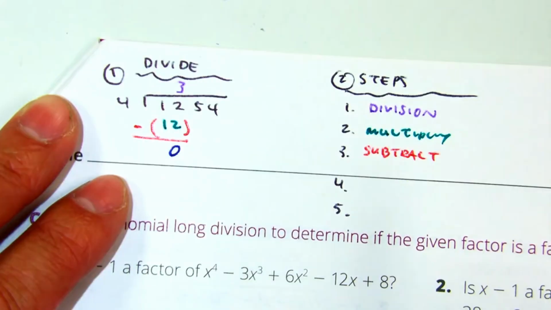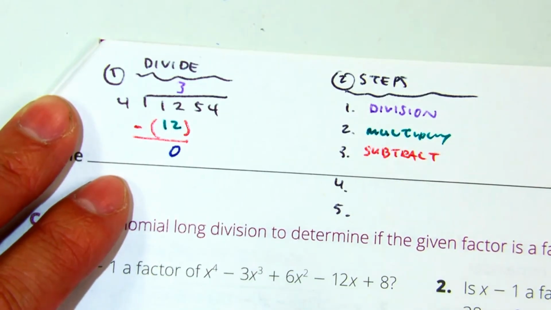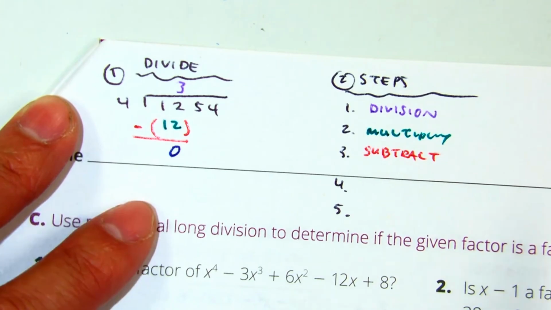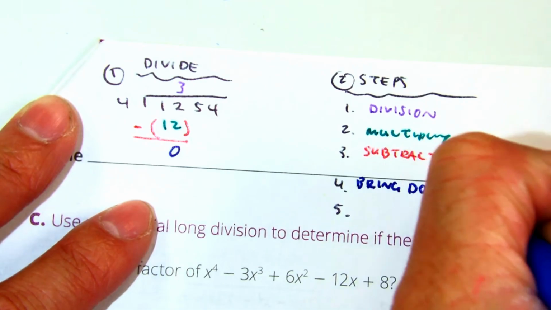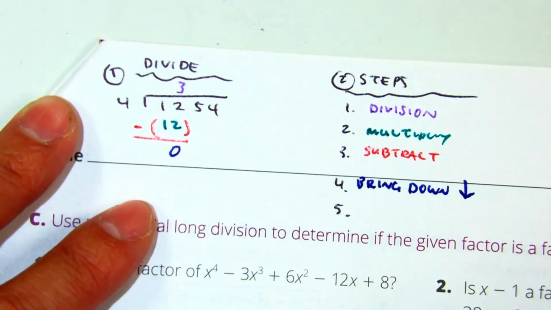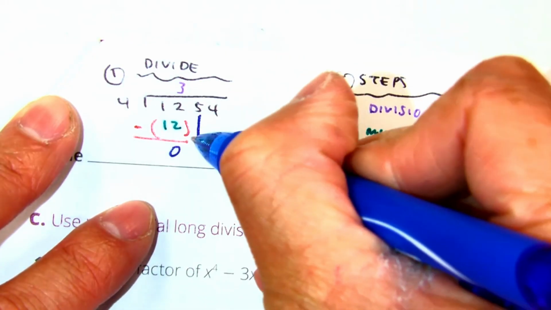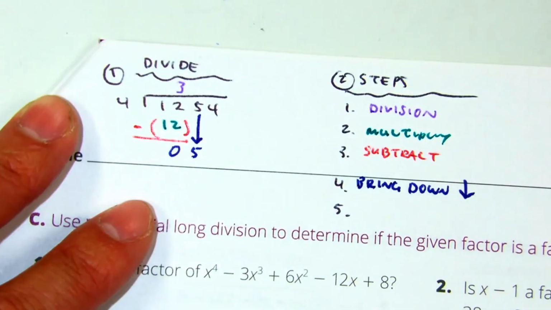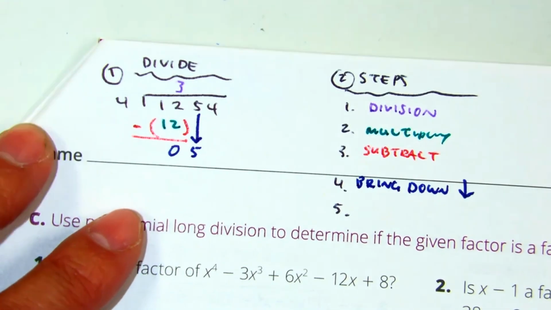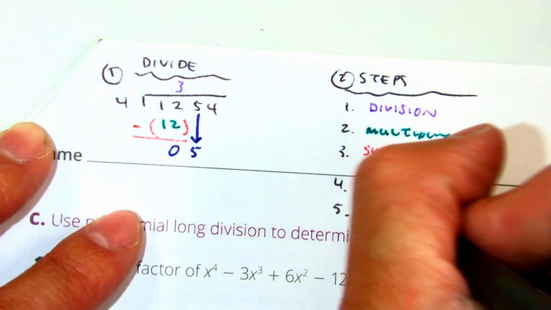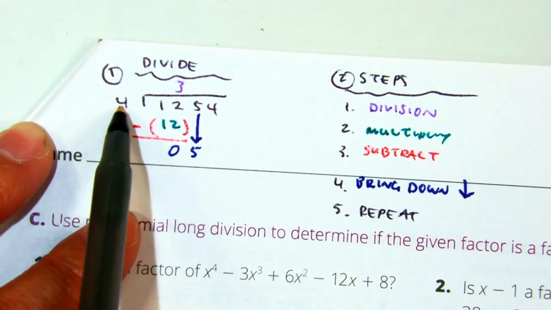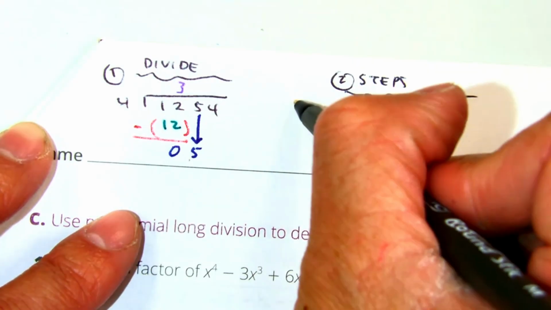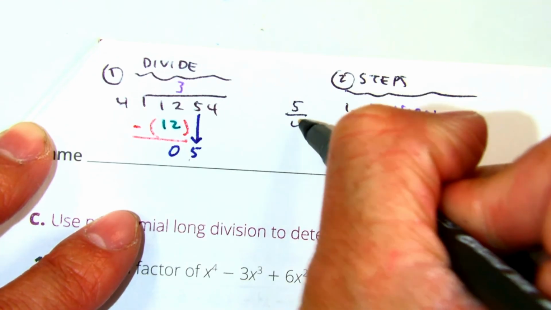Okay, what do you do next? You get to bring down. Let's write that down. Bring down with the arrow, right? So this 5 is going to come down. And then what do you do next? You do it again. So you repeat. Class, how many times does 4 go into 5? Looks like this, right? Here's another way of writing it. How many times does 4 go into 5?